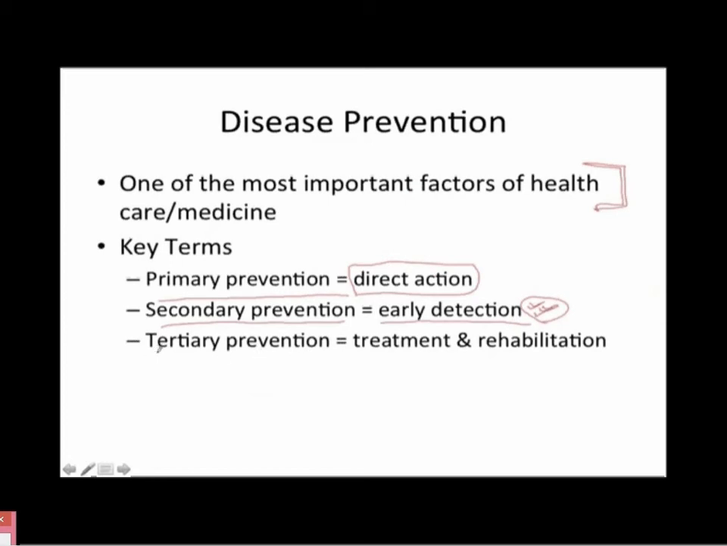And then tertiary prevention is obviously when a disease has been identified and we need to treat and rehabilitate the patient from that. Unfortunately, this is probably the biggest part of medicine today in the United States. Luckily, it is taking a shift more towards primary and secondary prevention, but there's still a lot of work to be done. There are a lot of mentality changes that have to occur in society.